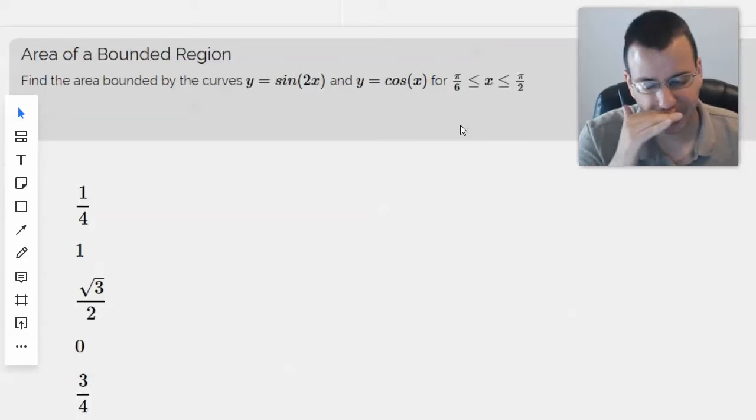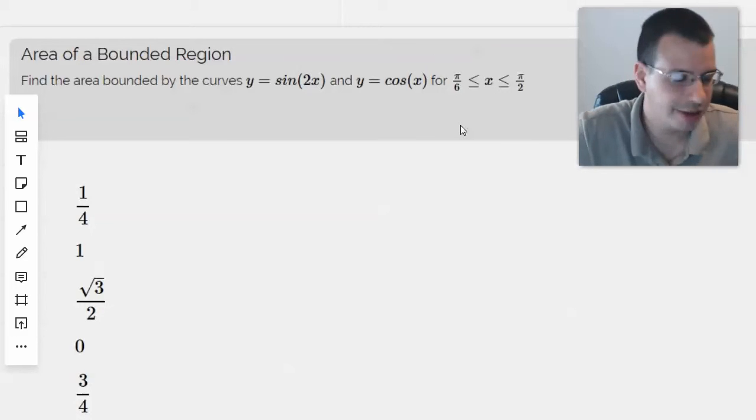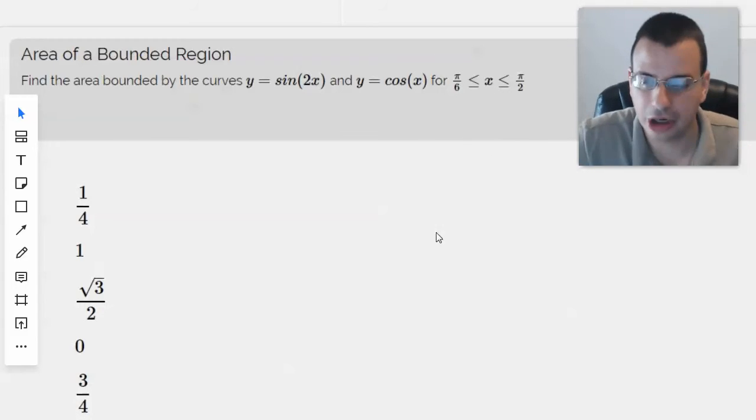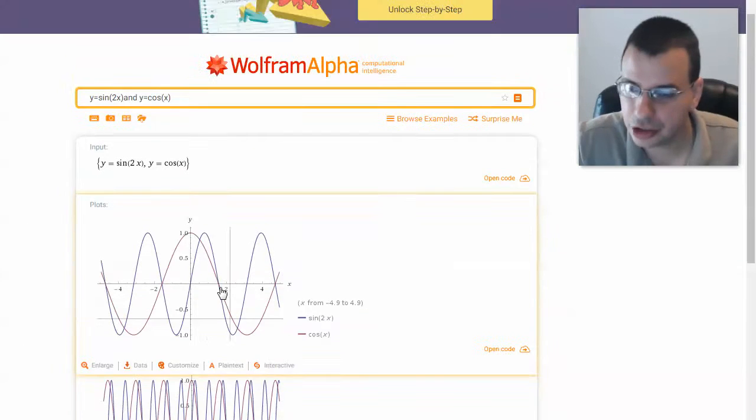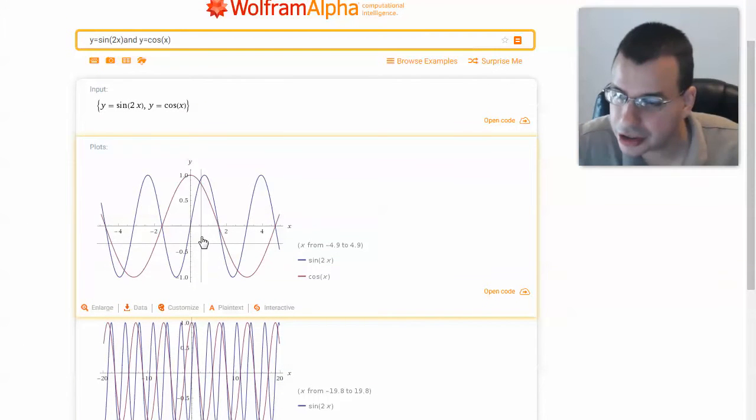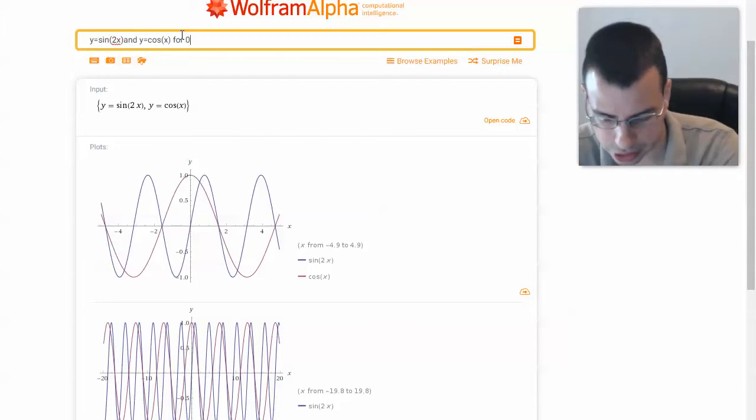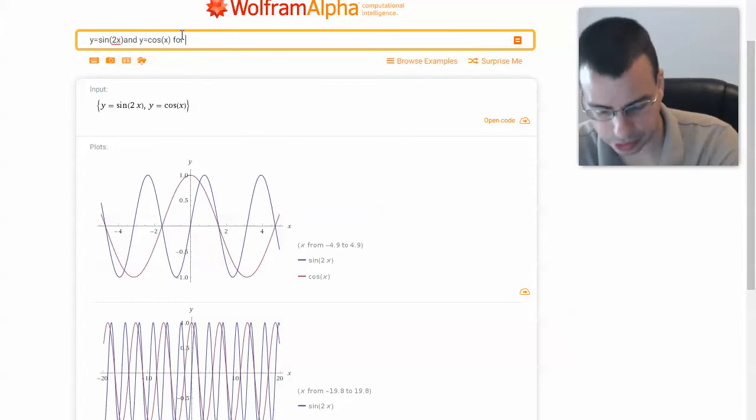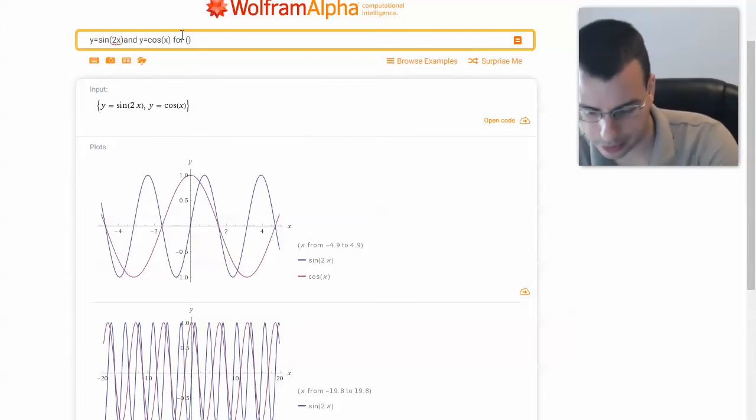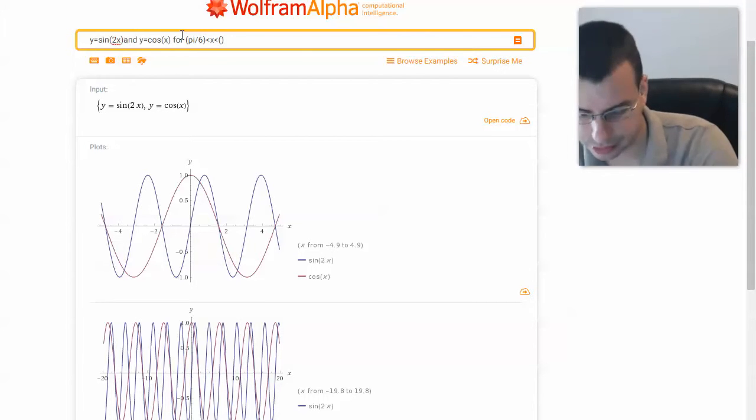So pi over 6 is like 3 divided by 6, which is almost 1/2, and pi over 2 is almost 1.5. So we're going from about here, to probably there. We'll do pi over 6 less than x less than pi over 2.